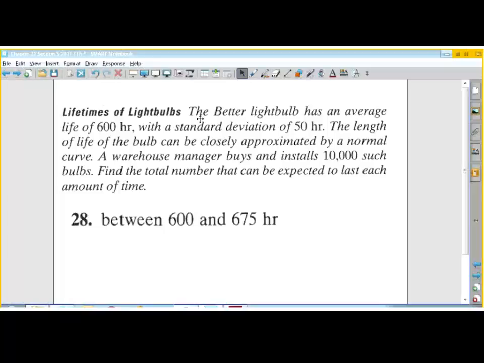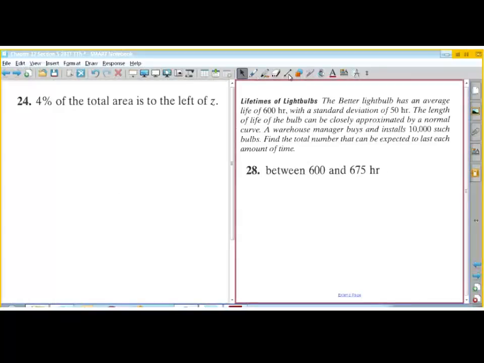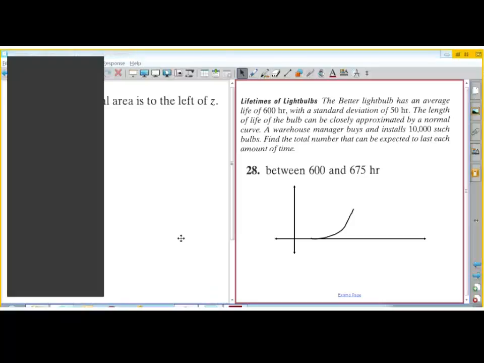They're asking between 600 and 675 hours. So again, we're going to draw a picture of what this looks like. And because it's not z-scores, it's actually numbers, the normal distribution is going to look something like that.